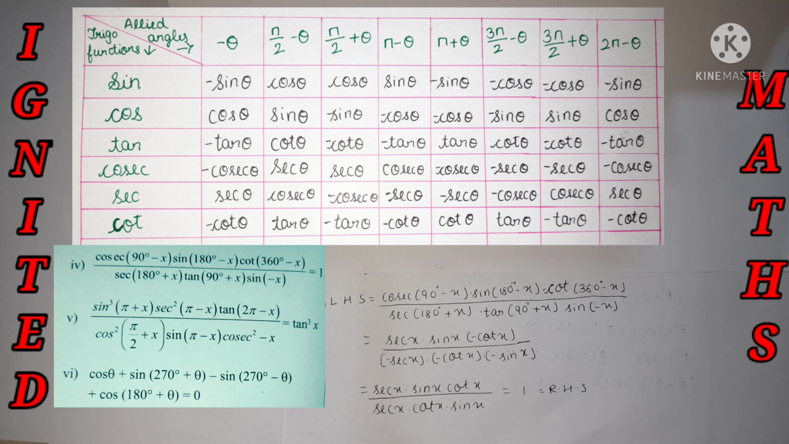Okay, it's completely similar to each and every question. We need to find the value according to the trigonometric function of the allied angles. Just put the value, and you'll be getting the RHS value. So again, I took the LHS over here.